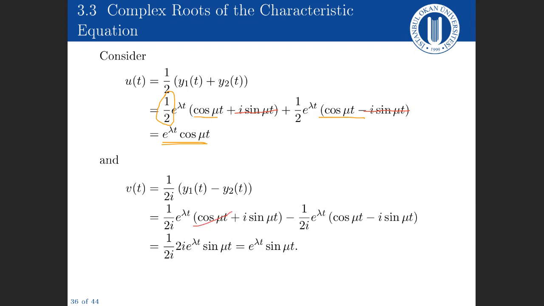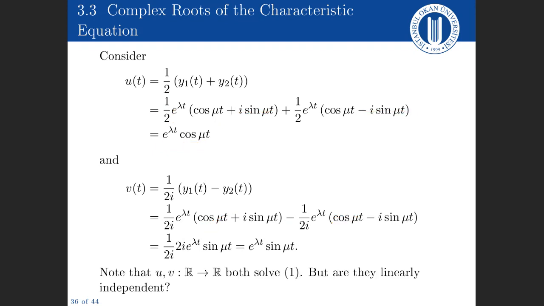Here there's cos mu t and then minus cos mu t. These are going to cancel out. We'll end up with i sin plus i sin, or 2i sin, divided by 2i to get 1 sin. So v(t) is going to be e to the lambda t sin mu t. And as I said before, these two functions both solve the differential equation because they are linear combinations of y1 and y2. But are they linearly independent?